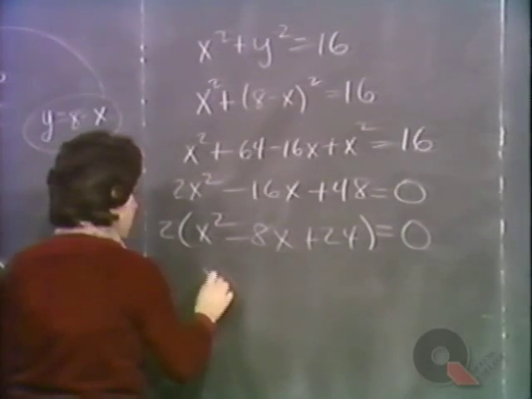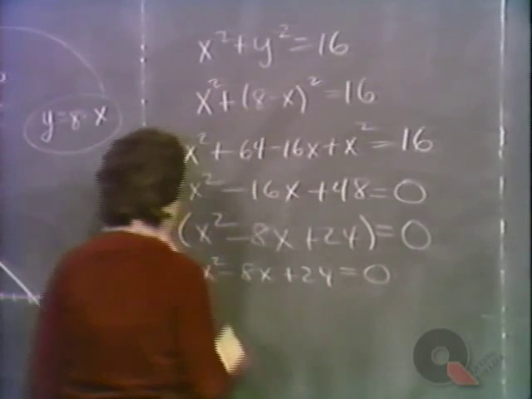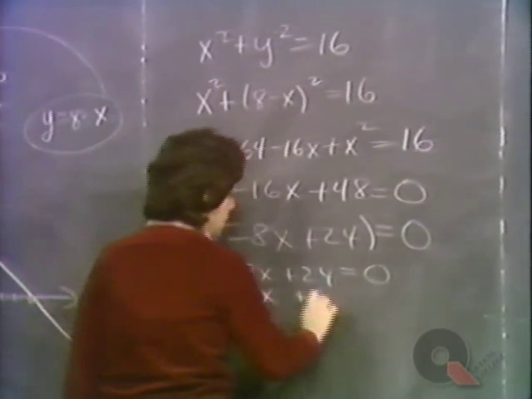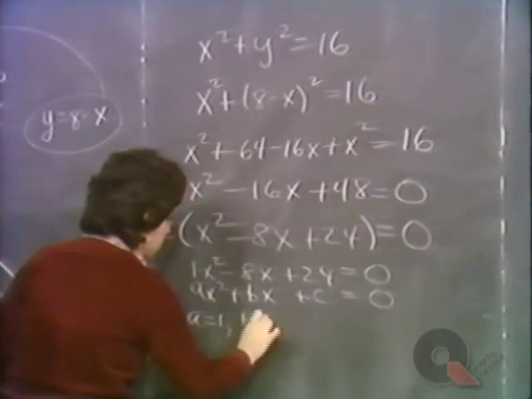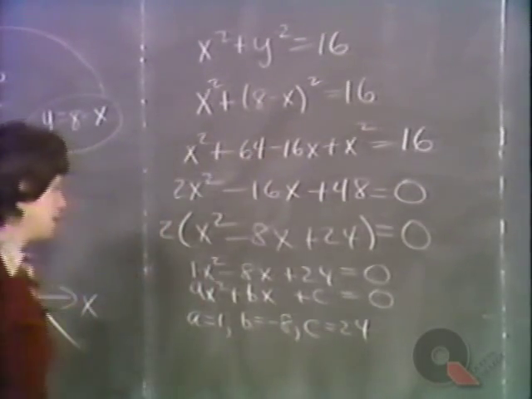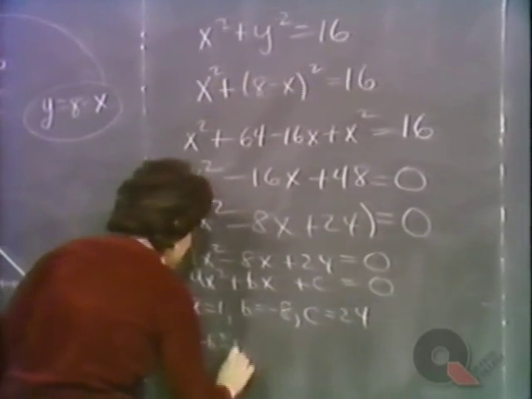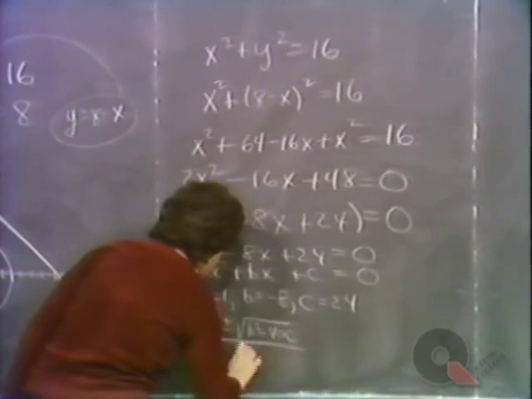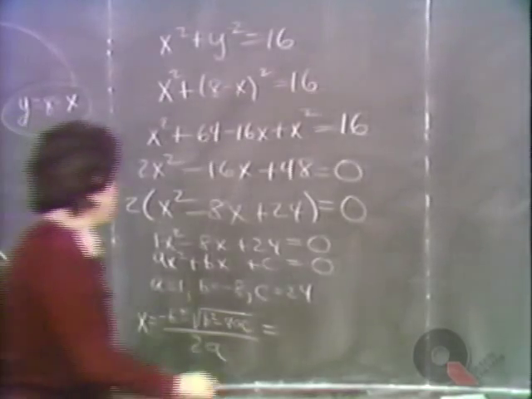We have x squared minus 8x plus 24 equals 0. We're matching that up to ax squared plus bx plus c equals 0. a equals 1, b equals minus 8, c equals 24. So we get x equals minus b plus or minus the square root of b squared minus 4ac, over 2a. Now, minus b.